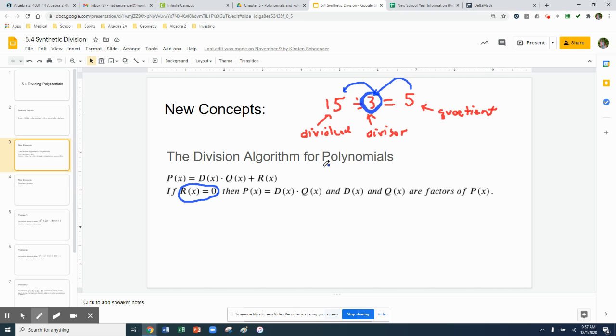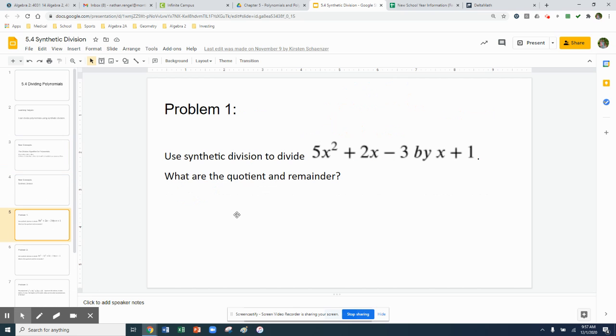So when we're practicing and we get to Delta Math, sometimes we'll have a remainder. That would mean that our divisor is not a factor. If we have a remainder of 0, then that means it is a factor. So we're going to head to practice this process of synthetic division. We're going to head down to this problem.